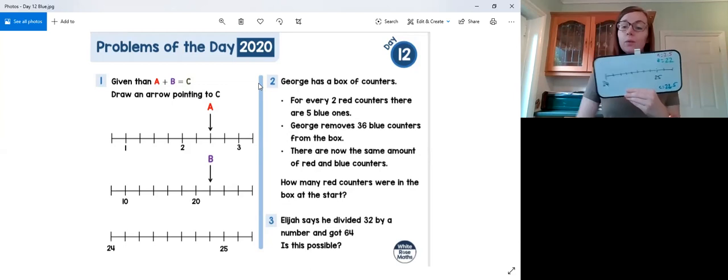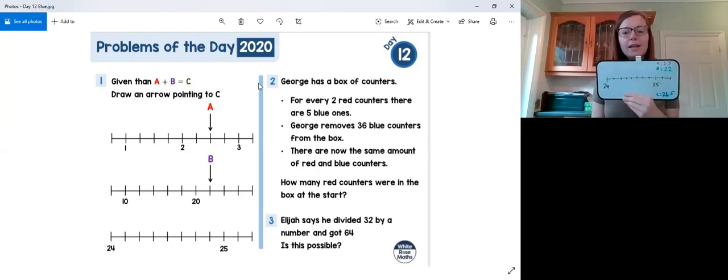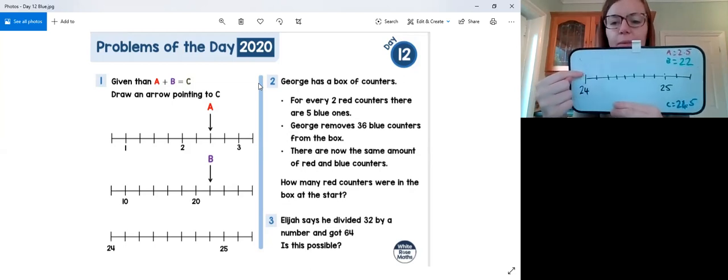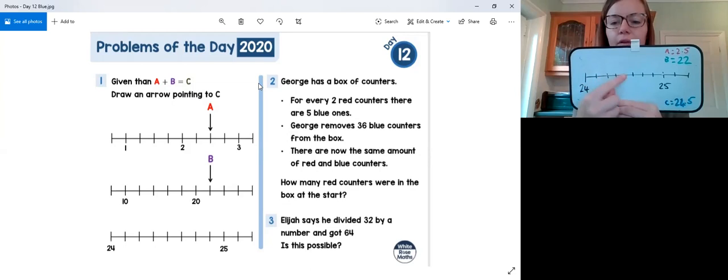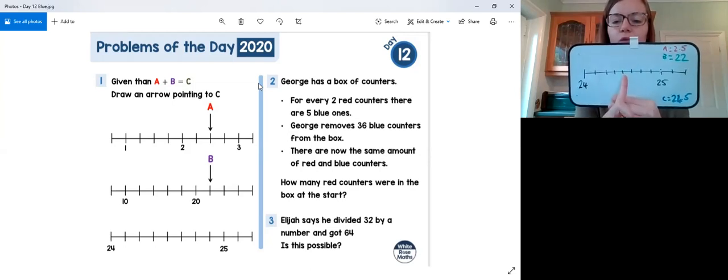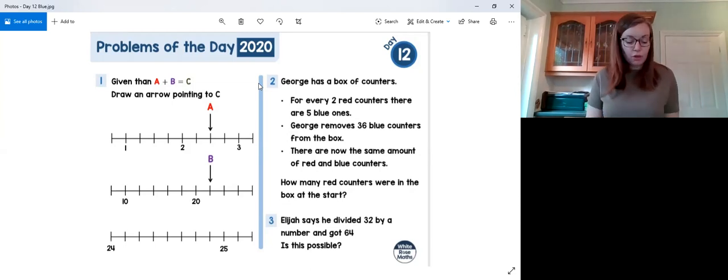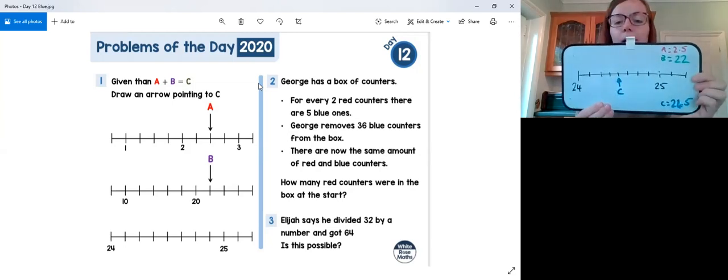So to figure out the middle, we're figuring out halfway, aren't we? So we need to figure out half of the 8. Half of 8 is 4, so I'm going to take 4 hops and see if I'm in the middle. 1, 2, 3, 4. Are we in the middle of 24 and 25? Yes, we are. So the 4th hop is where we would label C. It is 24.5 and it is in the middle.